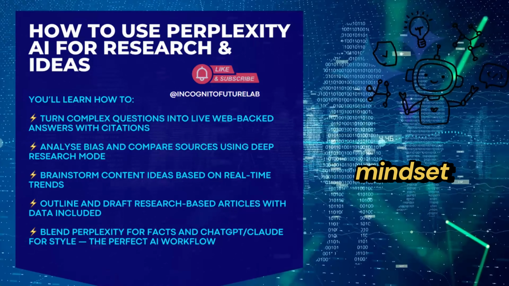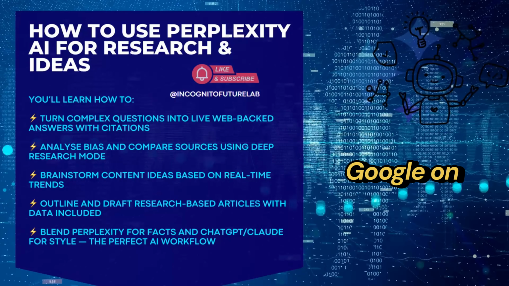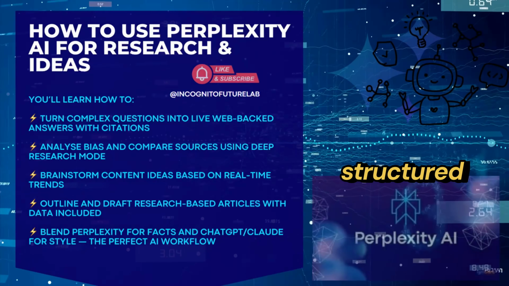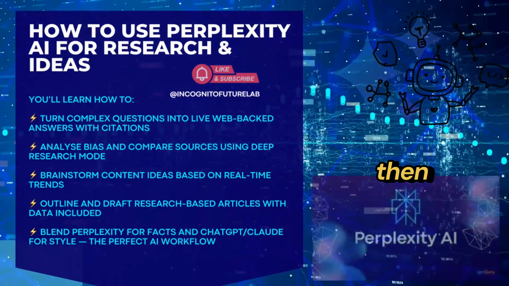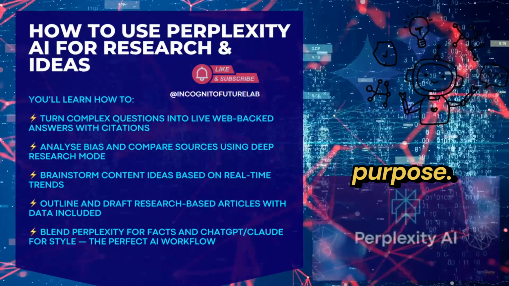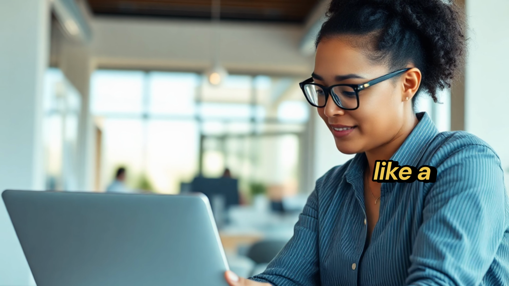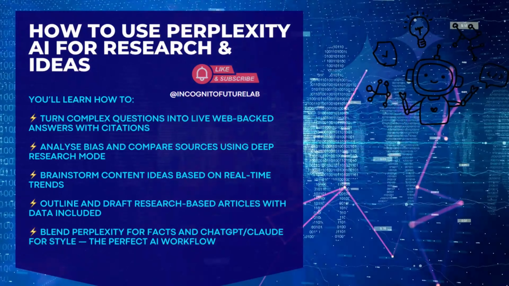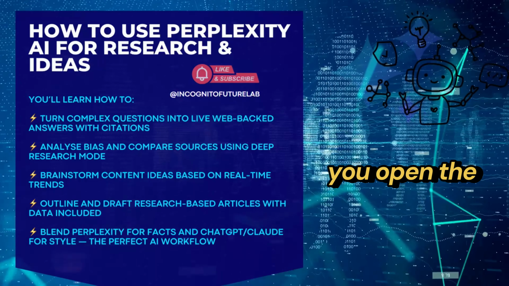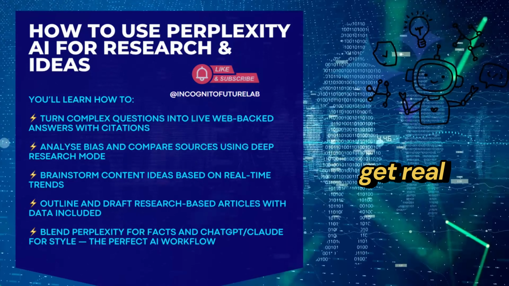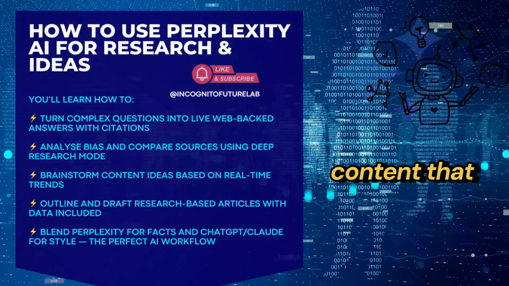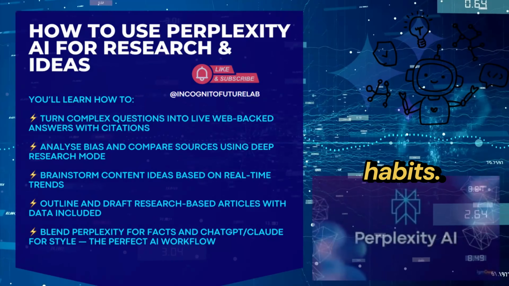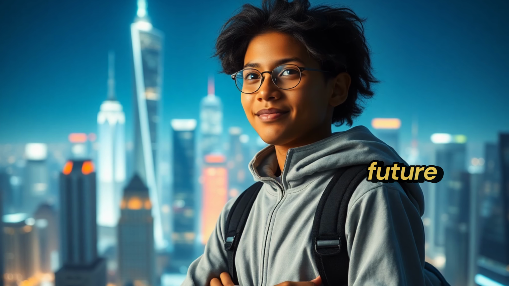Here's the mindset shift. Research isn't just Google on steroids. It's framing a question, getting structured insight, generating ideas, and then creating with purpose. When you treat Perplexity like a research partner, you stop spinning loops and start building with speed. So next time you open the browser, ask big questions, get real answers, then build content that no one else will because they're still stuck in old search habits. That's how future creators win.